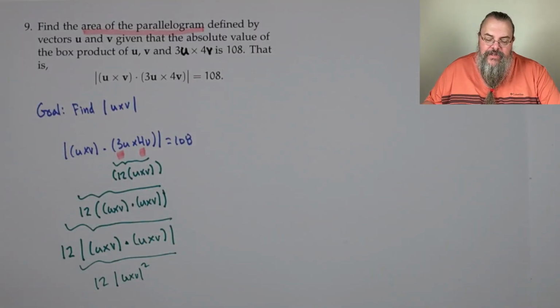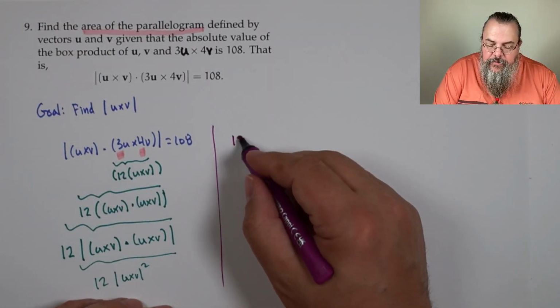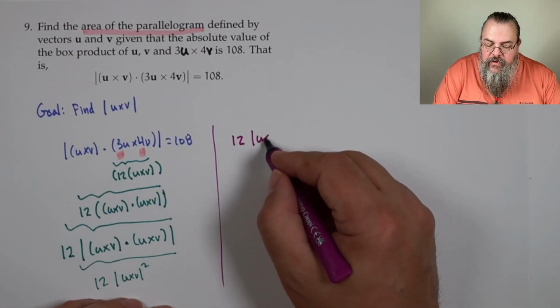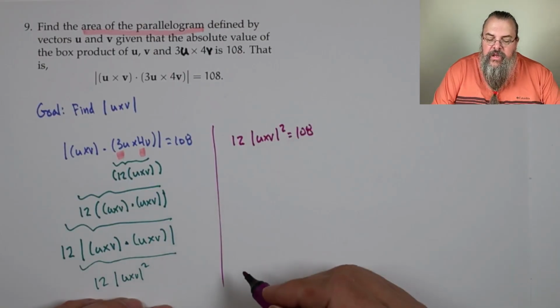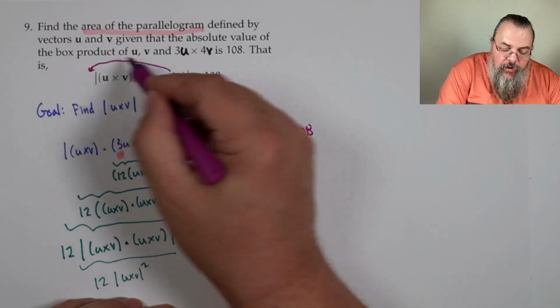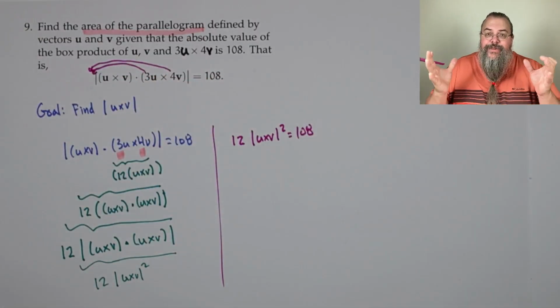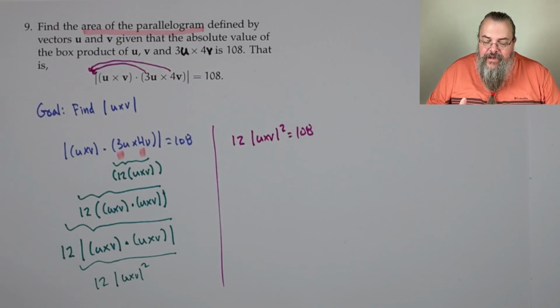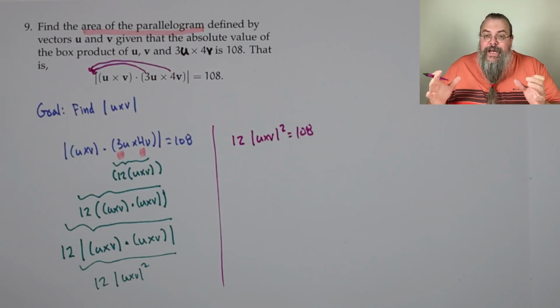What does that give us? Well, lo and behold, it says the following. So 12 times the magnitude of u cross v squared equals 108. So the key here is essentially to say, oh, the 4 and the 3 come out, and then what's left is a magnitude squared. And not just any magnitude squared, the magnitude of what we're after.